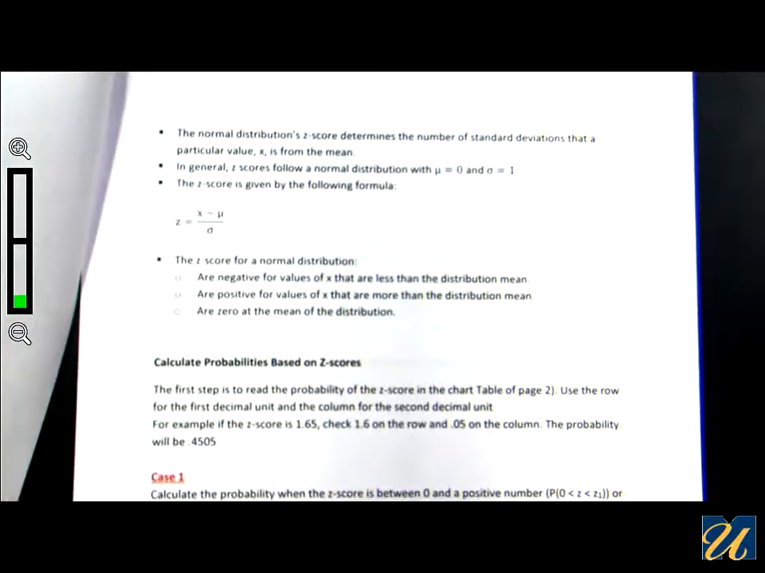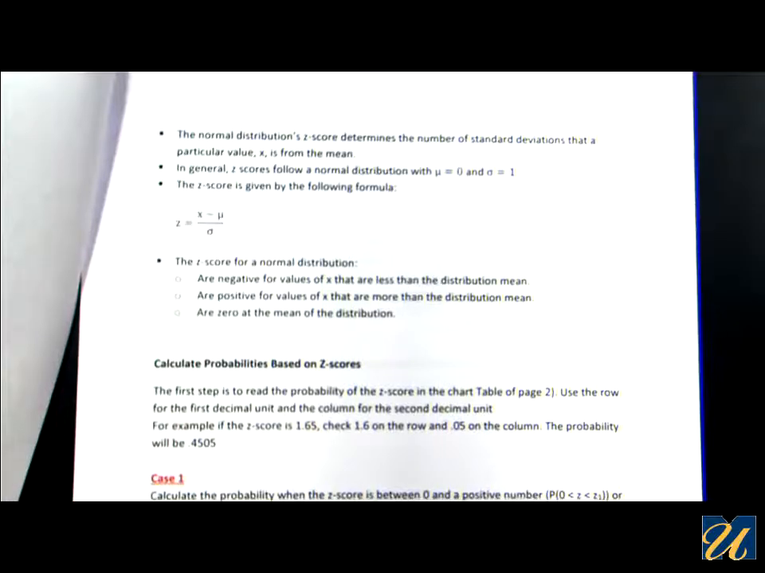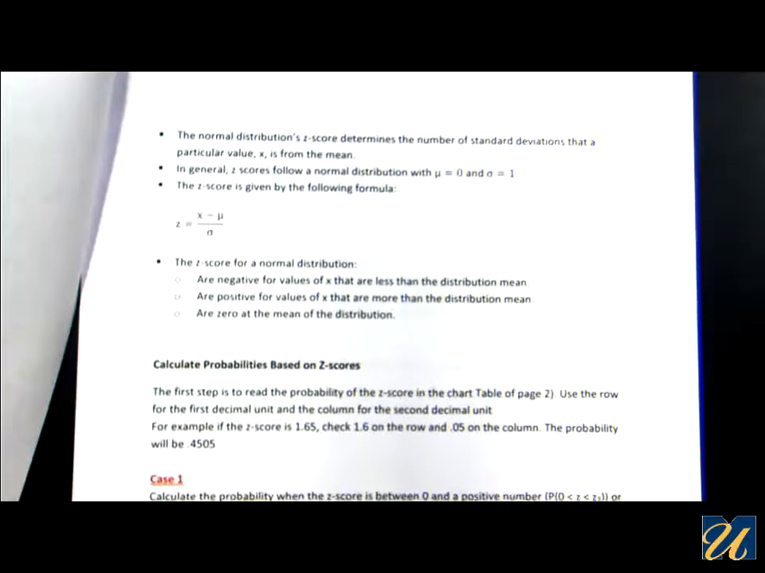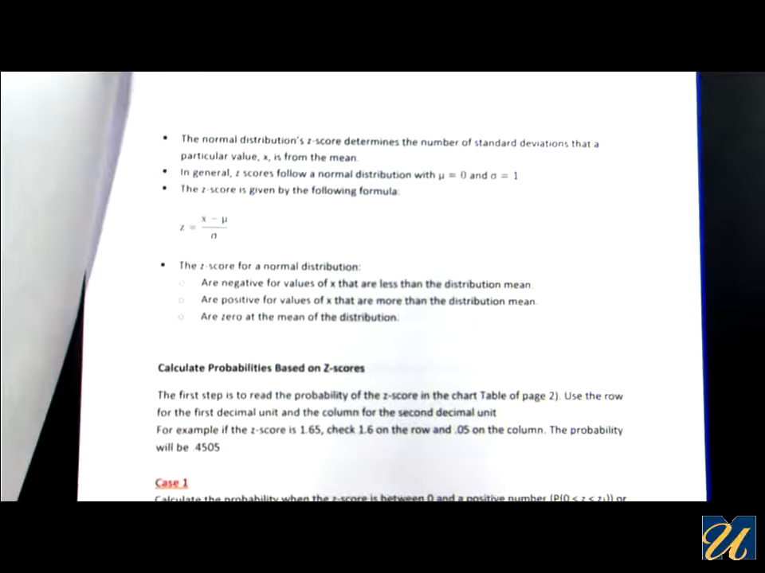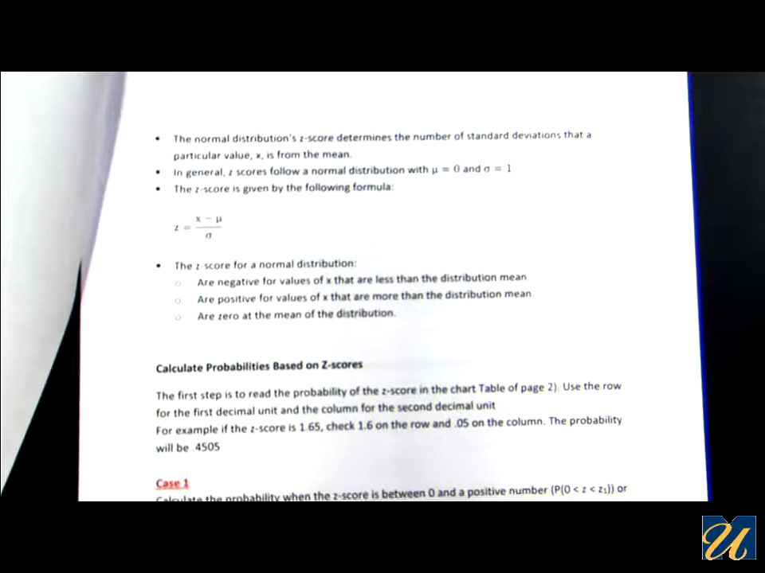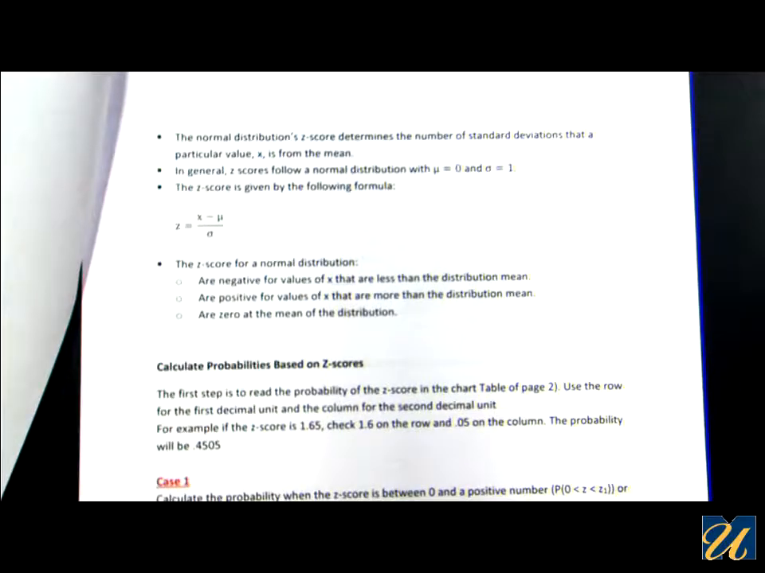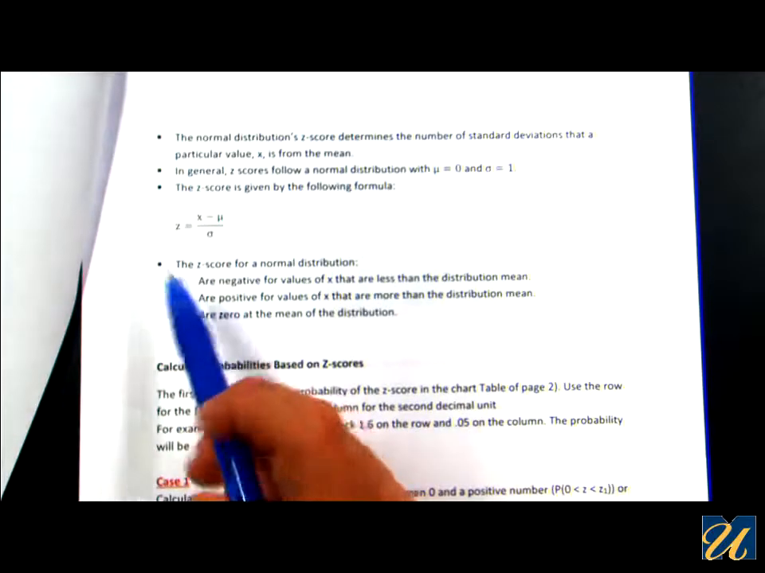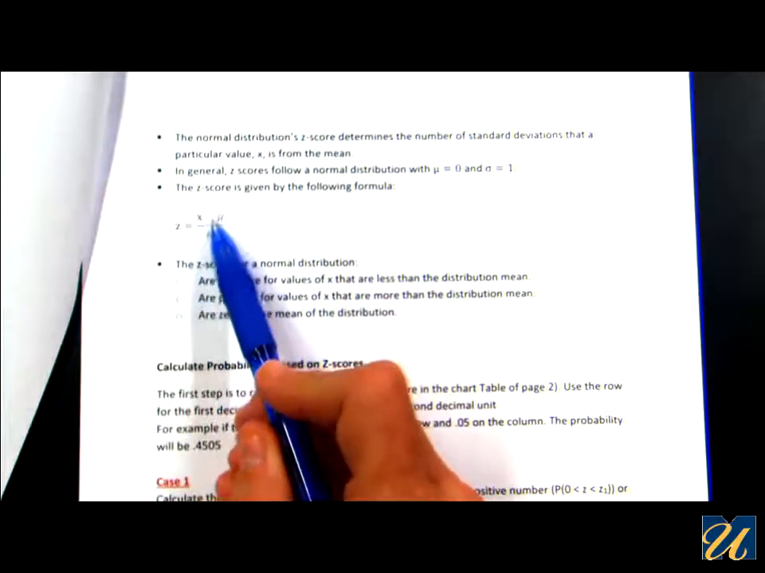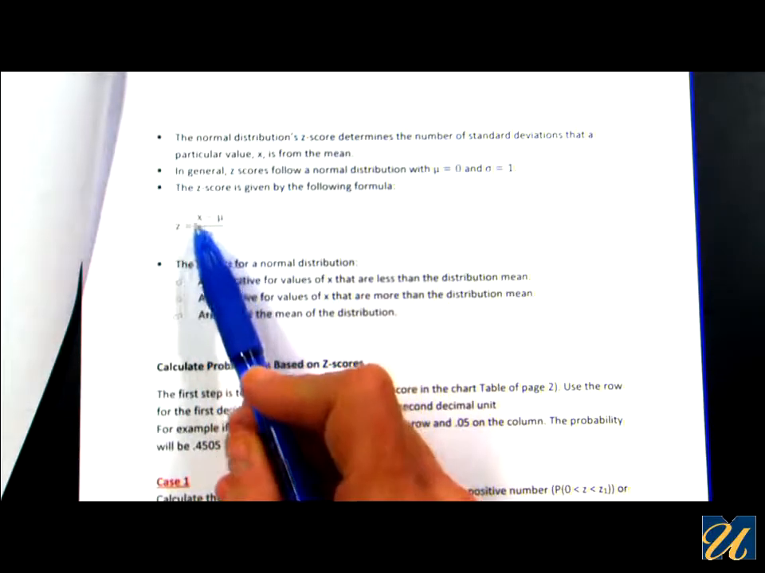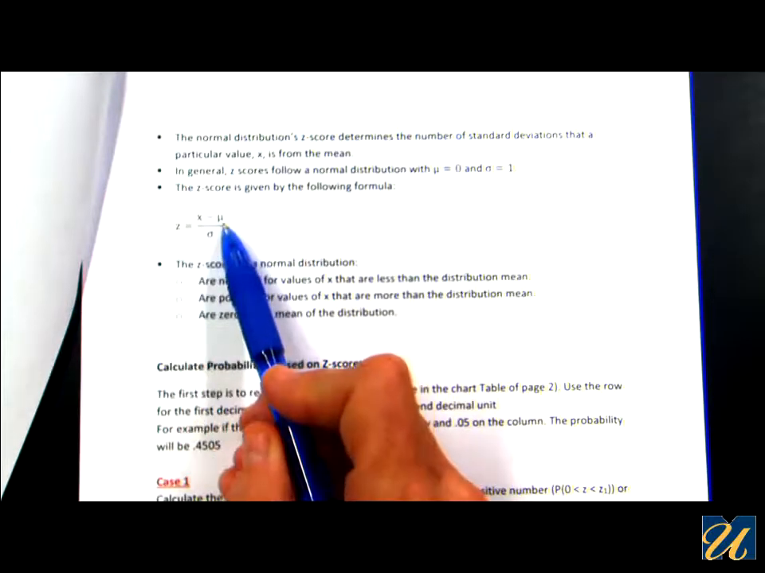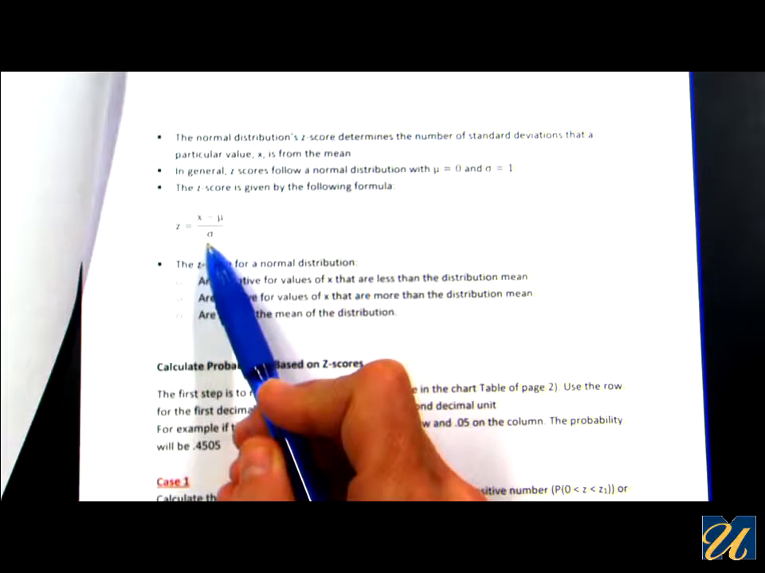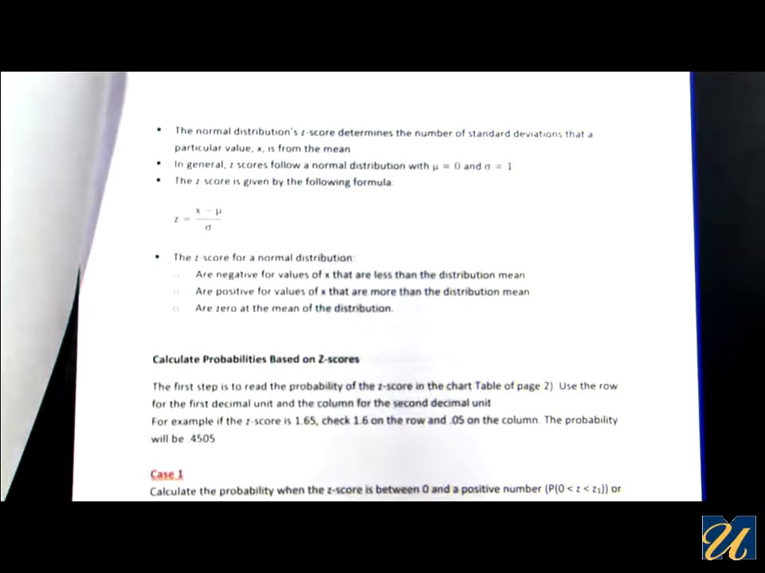The normal distribution z-score determines the number of standard deviations that a particular value x is from the mean. In general, z-scores follow a normal distribution with mu equal to 0 and sigma equal to 1, as we just mentioned. The z-score is calculated by using the formula x minus mu over sigma. X will be the value that you're calculating the z-score for. Mu will be your population mean. Sigma will be your population standard deviation.